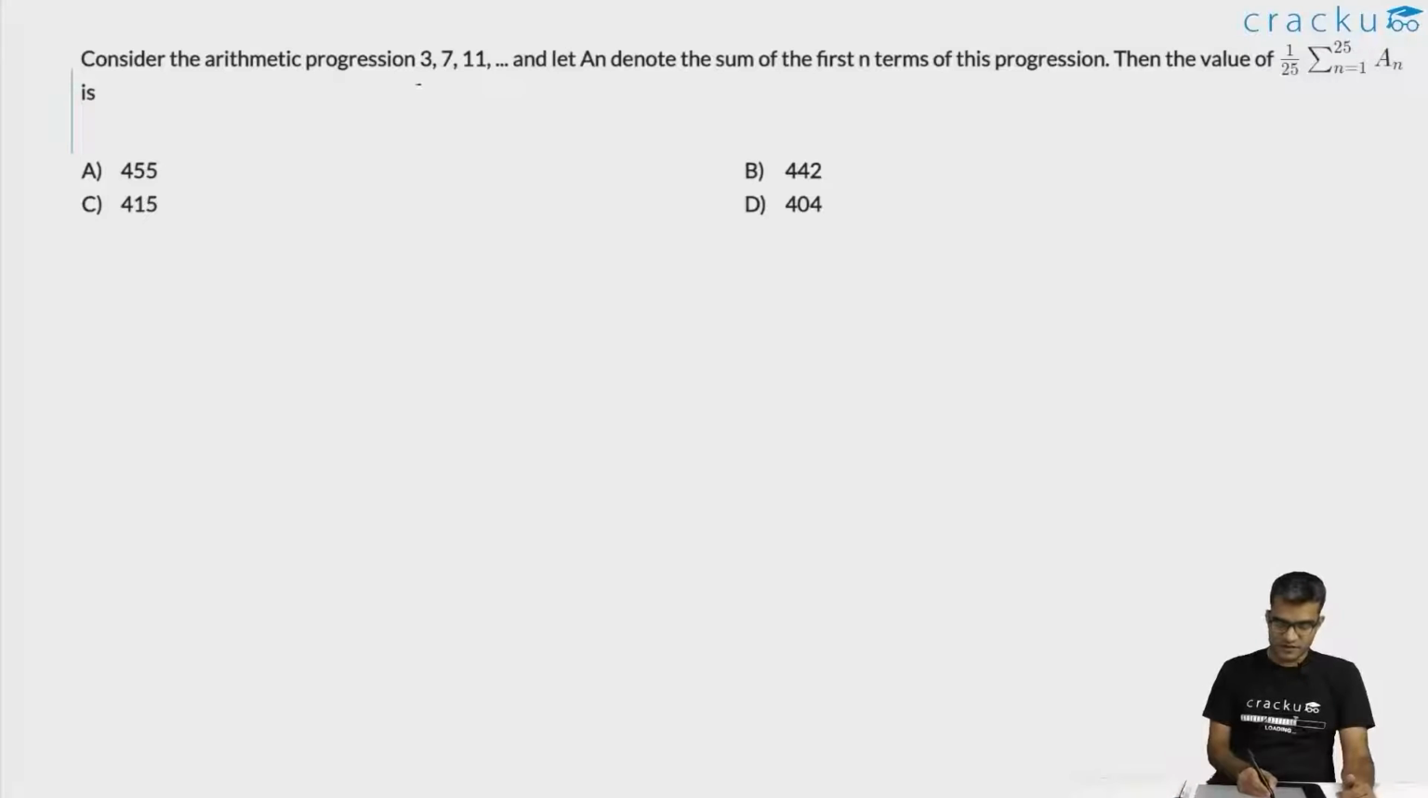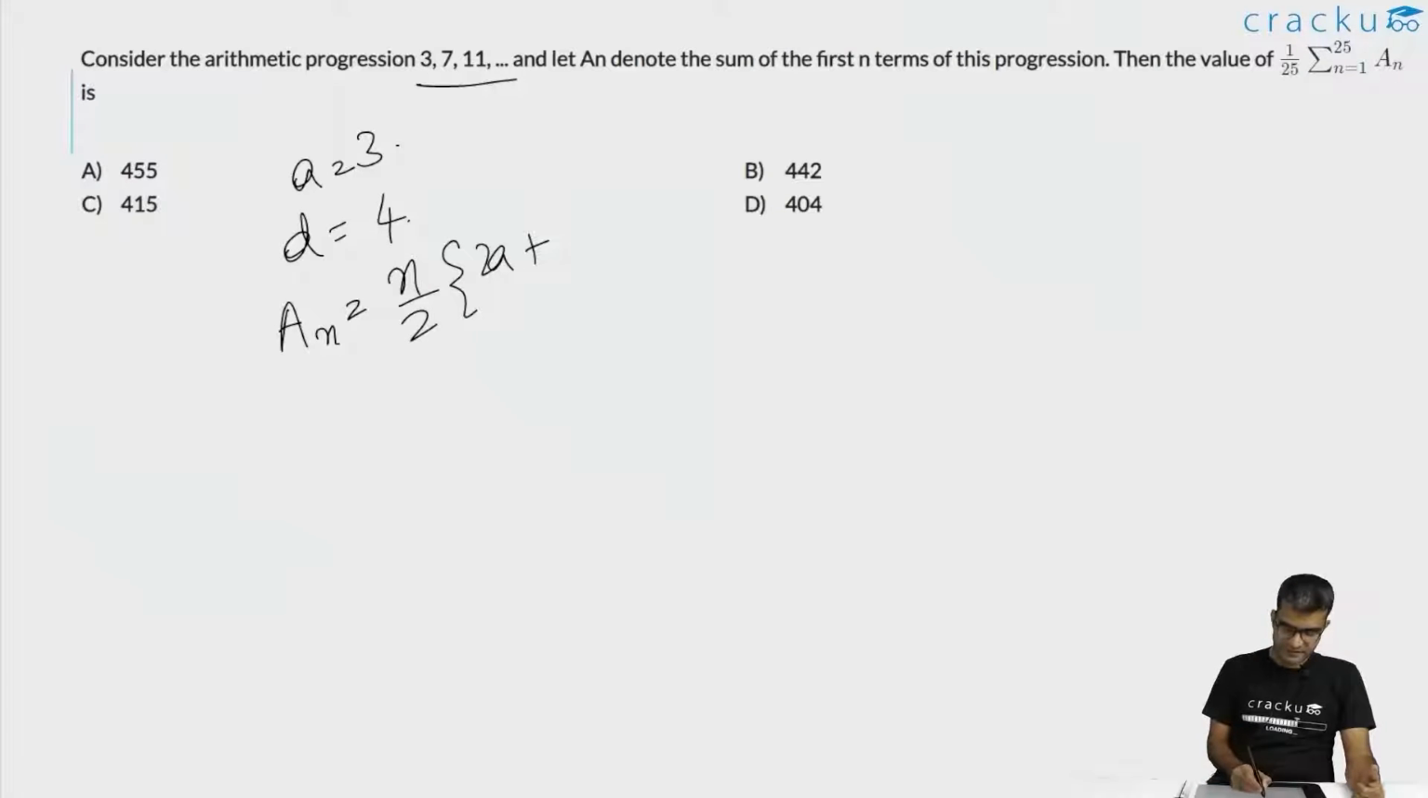In this question, we are told that there is an arithmetic progression 3, 7, 11 and so on. So the first term of this arithmetic progression is 3 and the common difference between consecutive terms is 7 minus 3, which is equal to 4. We know that the sum of the first n terms of an arithmetic progression is given by n by 2 into 2a plus n minus 1 into d.